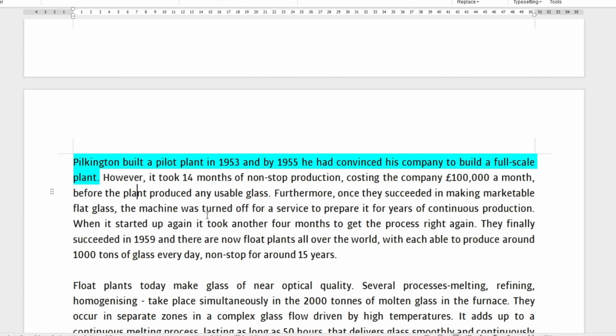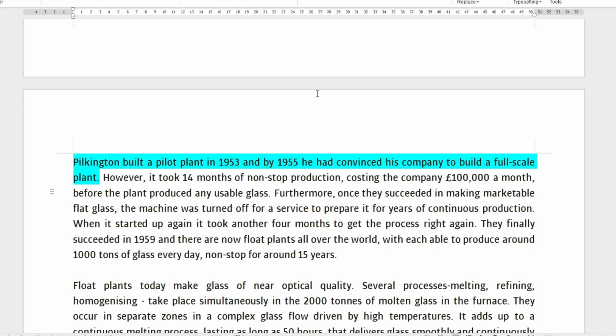Basically, however, it's saying it took 14 months of non-stop production, costing 100,000 pounds a month before the plant produced any usable glass, and it keeps on going. When it started up again, it took another 4 months to get the process right again. So that means the process of making flat glass was not immediately a success. It was too long. You remember the word instant means happening immediately, but it is actually saying a different thing.